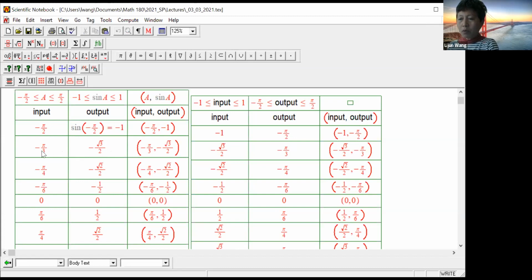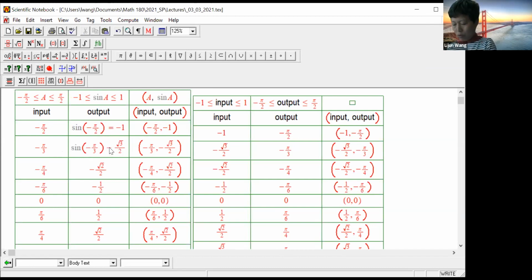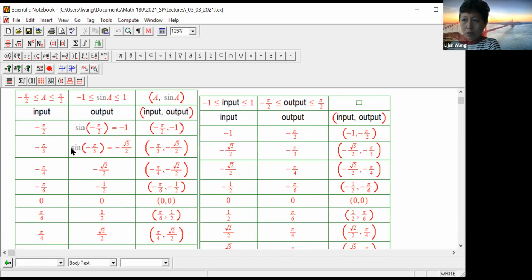And the next one would be sine of that equals this. This is the proper notation. It's often related to these points. Do you follow me?